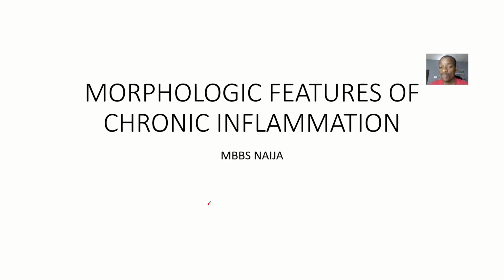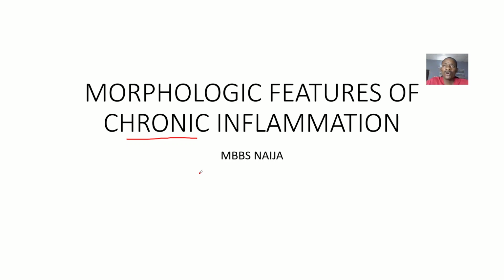We'll quickly be looking at the morphological features of chronic inflammation. I've always told you guys that anything that you see chronic means that it has been there over time. Anywhere you see acute, it means that thing just started within a short period of time and it's kind of going up. But one thing is that acute things can be easily corrected, if you act fast.